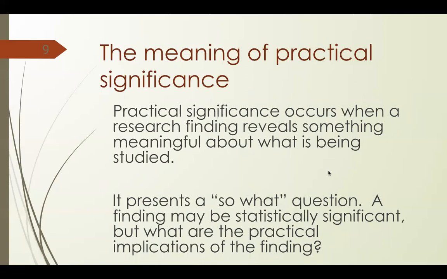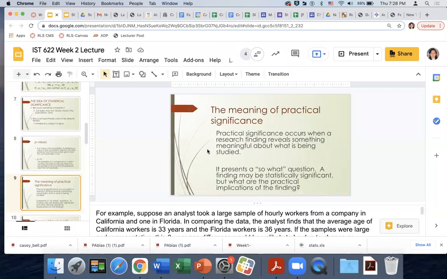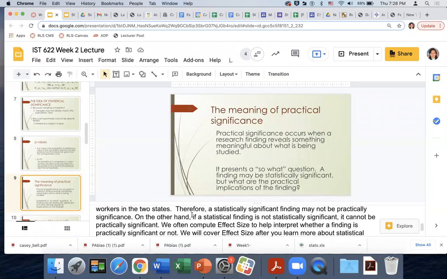Okay, so we just talked about statistical significance, right? And besides statistical significance, we also have practical significance that you will be doing. Practical significance occurs when a research finding reveals something meaningful about what is being studied. So oftentimes you already have a statistically significant finding, but the question is, is it really meaningful in practice? I think I have a long example in this class you can take a look at.